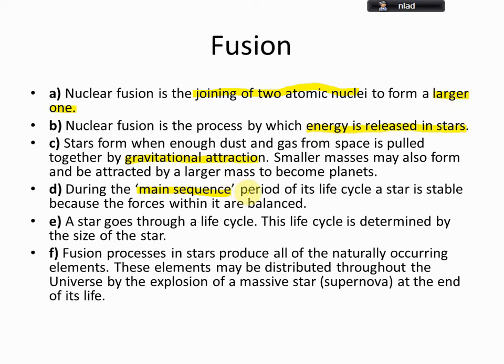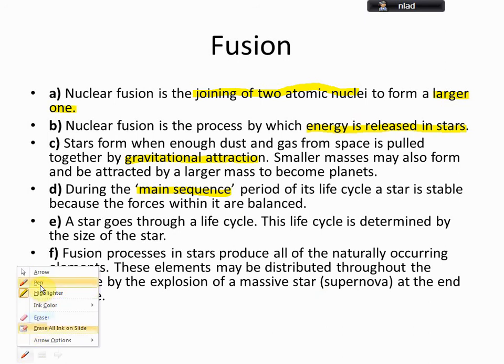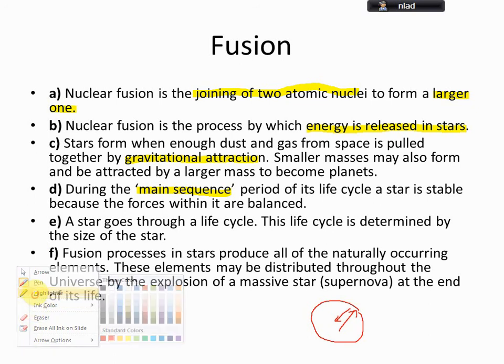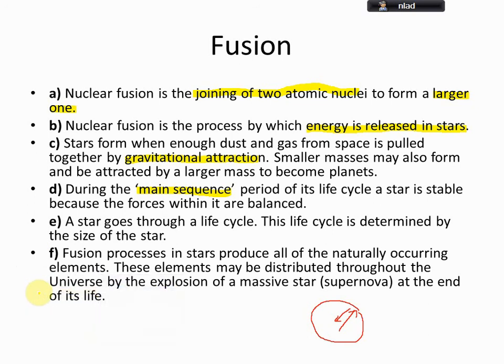During the main sequence period of the life cycle of a star, the forces are stable. You have nuclear fusion, radiation pressure we call it, pushing out. If this is my star here, and you have gravity pulling in, the size of those two forces will be the same, and therefore the star won't get any bigger or any smaller. The star goes through a life cycle. It doesn't just stay as it is; it changes. The life cycle of a star is determined by the size of the star. Larger stars have a different life cycle compared to smaller stars.